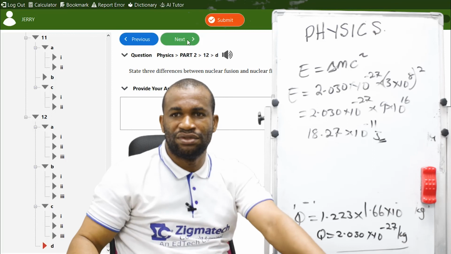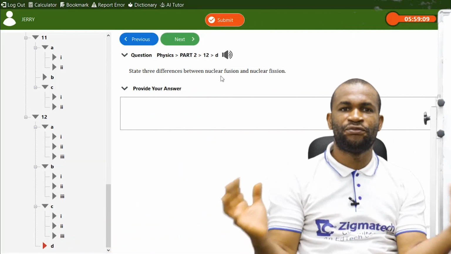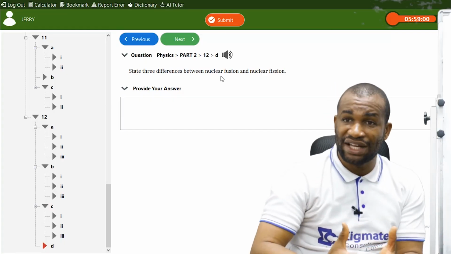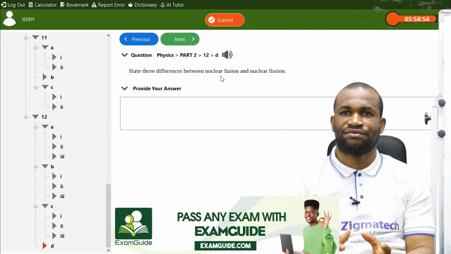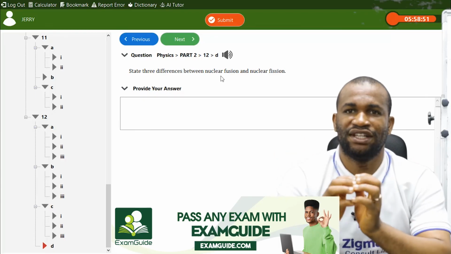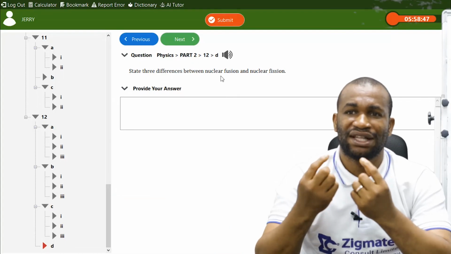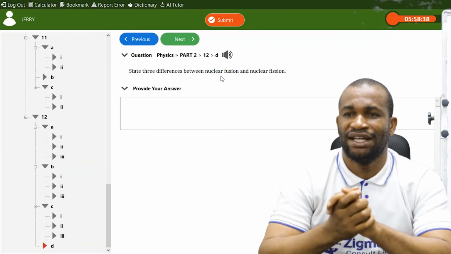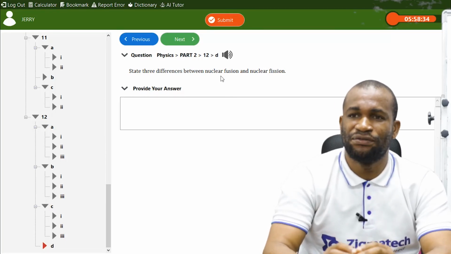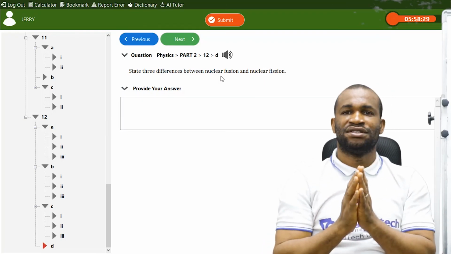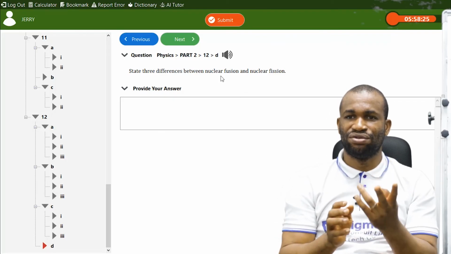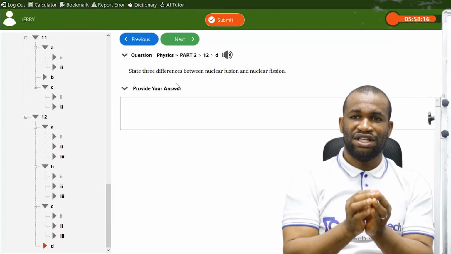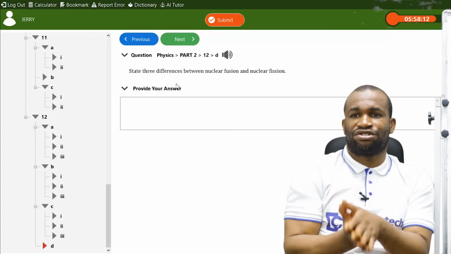State three differences between fusion and fission. Fusion is all about the combination of nuclei. When we talk about fusion, it is the combination of the nuclei of light atoms to produce a heavier atom with the release of very massive energy. The temperature involved in this case is very high, about 10,000 degrees Celsius. And the third one is that the fuel involved in fusion is deuterium and tritium.